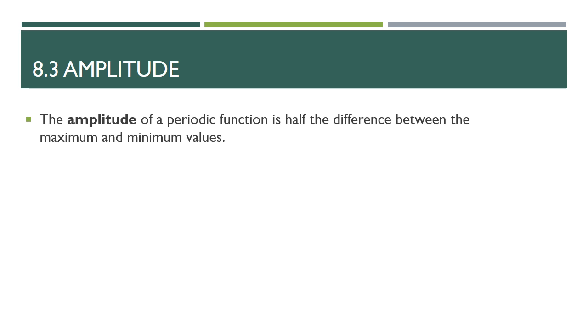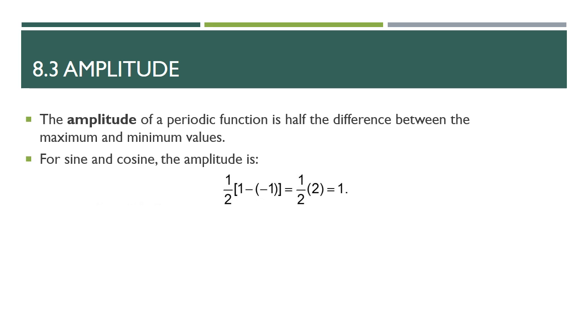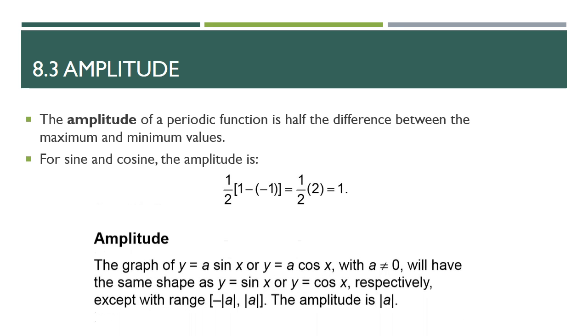Amplitude of a function is half the difference between the maximum and minimum values. For the sine and cosine, the amplitude is 1. The highest is 1, the lowest is -1. 1 minus -1 is 2, and half of 2 is 1.